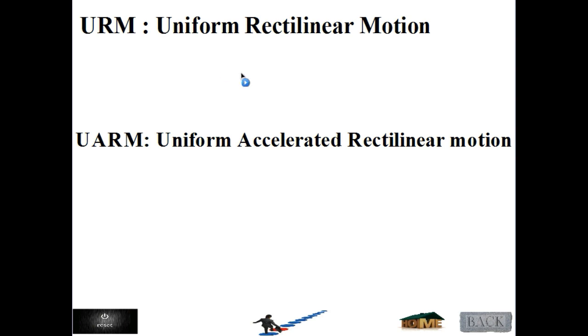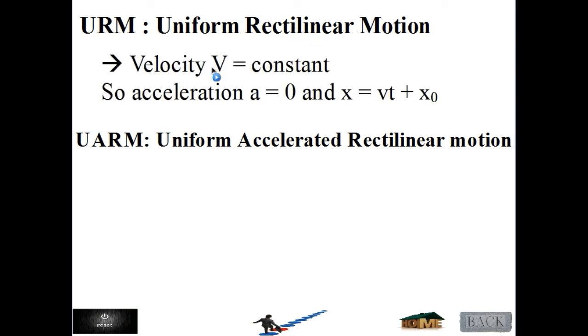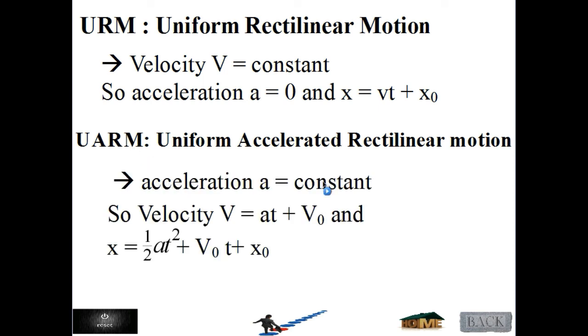So to sum up the two videos: uniform rectilinear motion, velocity is constant, acceleration is 0, and I have one time equation, x equals vt plus x0. This is the only time equation in uniform rectilinear motion. Uniform accelerated rectilinear motion: acceleration equals a constant, velocity equals at plus v0, and x equals half at square plus v0t plus x0.